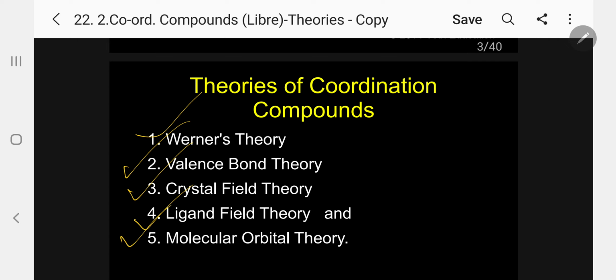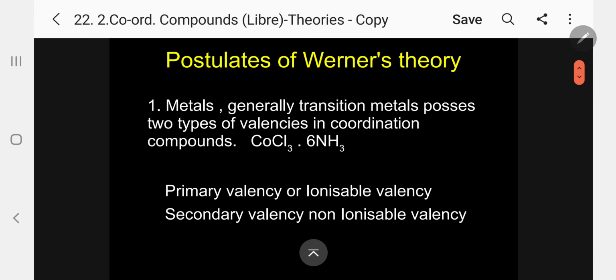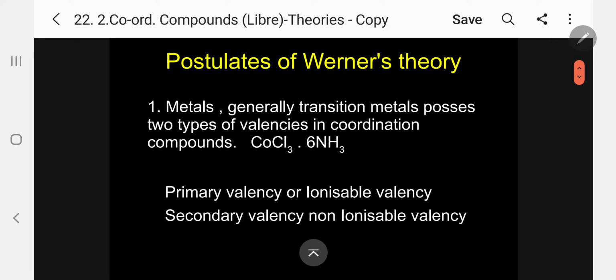So here, as per our syllabus, only Werner theory, valence bond theory and crystal field theory we are going to discuss, whereas ligand field theory and molecular orbital theory will be discussed at the BSc and MSc level. So we will concentrate only on the first 3 theories. Please follow. So first let me take the Werner theory.